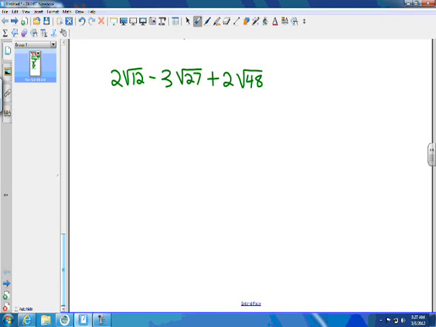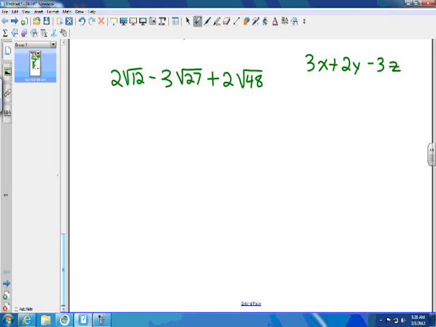In order for you to add or subtract these, they have to be like terms, which means the radicals have to be exactly the same. They have to be all square root 3s, all square root 6s, but they cannot be different numbers underneath the radical. It's the same as if you tried to add 3x plus 2y minus 3z. You cannot combine those numbers. You should know that by now. You can't add and subtract those.